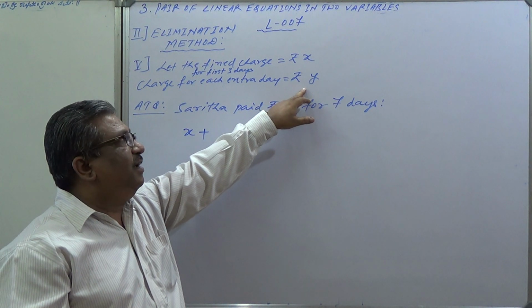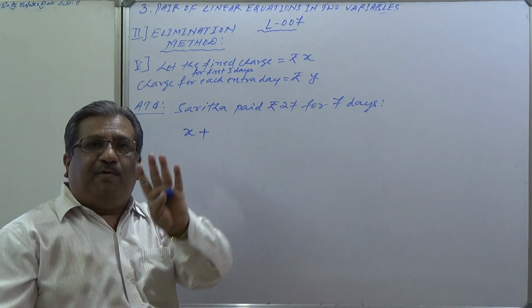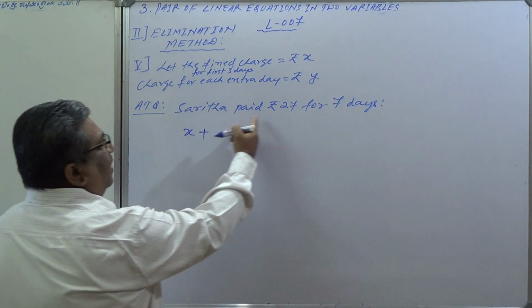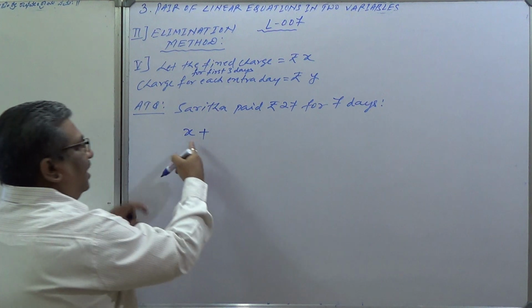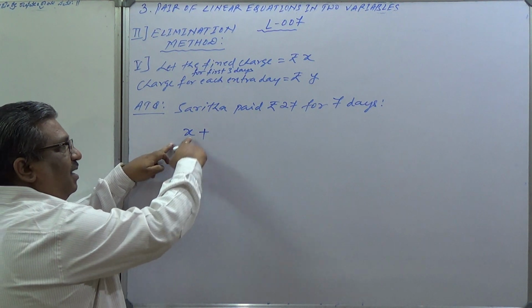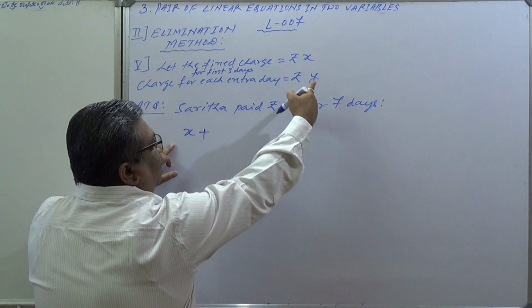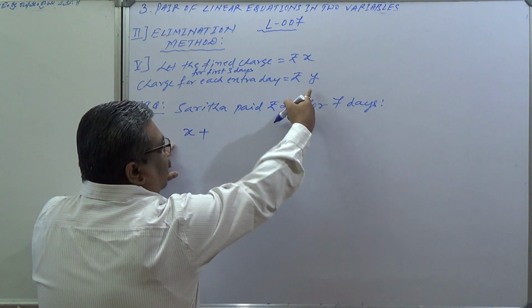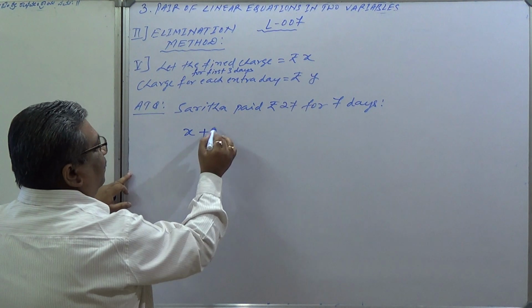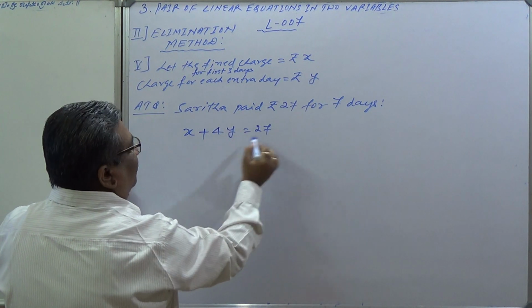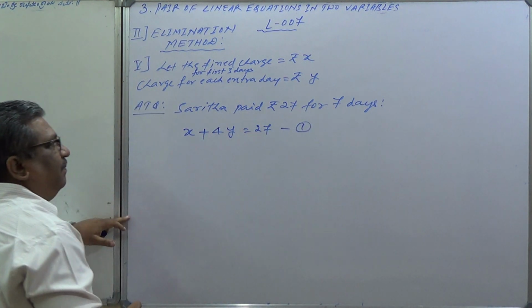Each extra day is rupees Y. There are 4 extra days, therefore 4Y. And hence, Sarita paid rupees 27 for 7 days. X is for the first 3 days. The remaining 4 days are calculated at the rate of rupees Y per day. Therefore X plus 4Y equals rupees 27. Simplified, tag it as 1.